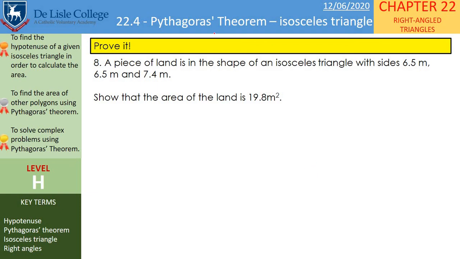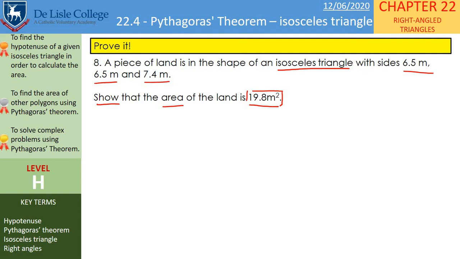Right, good. So a piece of land is in the shape of an isosceles triangle with sides of 6.5 metres, 6.5 metres and 7.4 metres. Show that the area of the land is 19.8 metres squared. We've looked at questions like this before. You're not trying to work out what the area is without being told. You are told this is the area, show that it is.